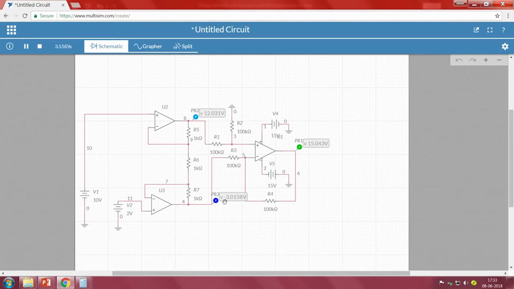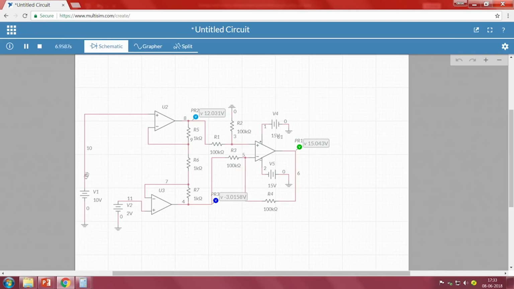Now, I will see V1, V2, V01, V02 and V0. V1 is 10, V2 we are applying 2, V1 we are getting 12 and V02 is minus 3, V0 is 15, right. So, 10 minus 2 is how much? 8. 8 into gain of 2, 16, approximately 15 we are getting. Because why 15? It has gone to the saturation because of the voltage.